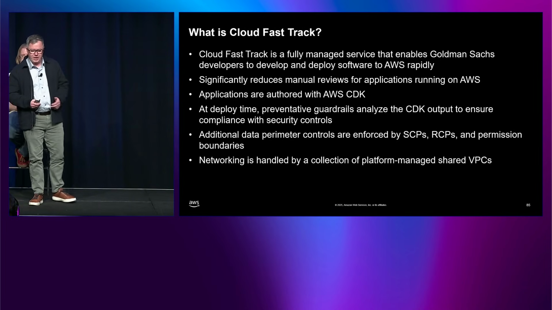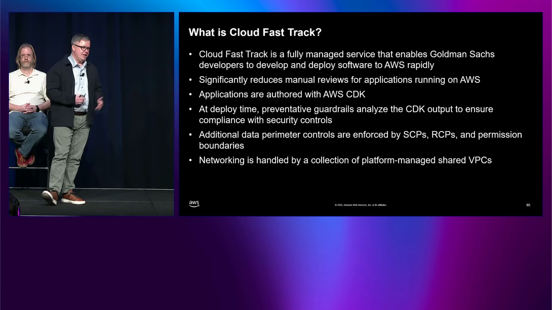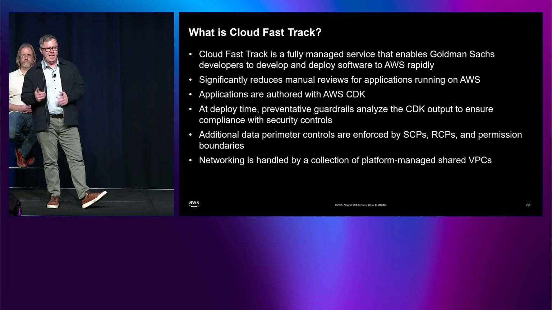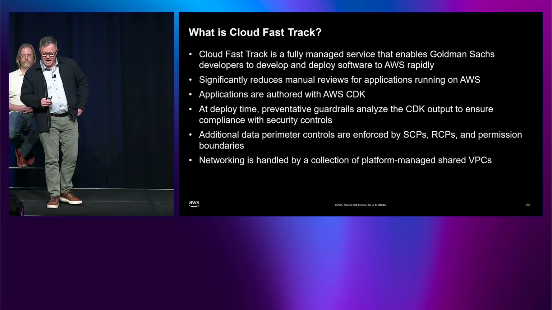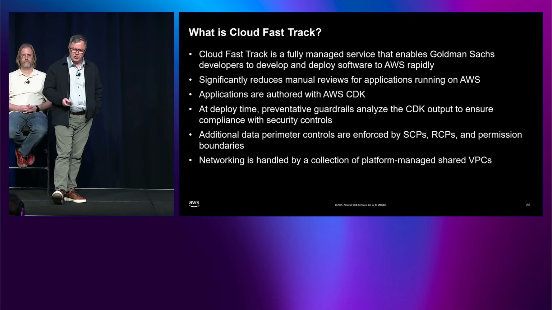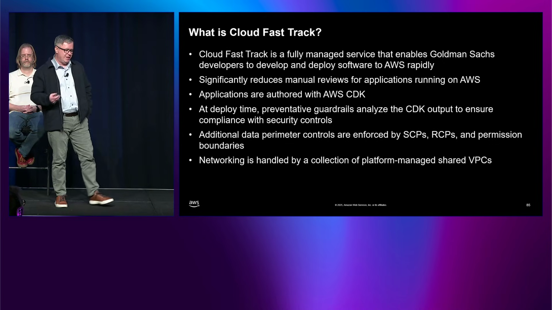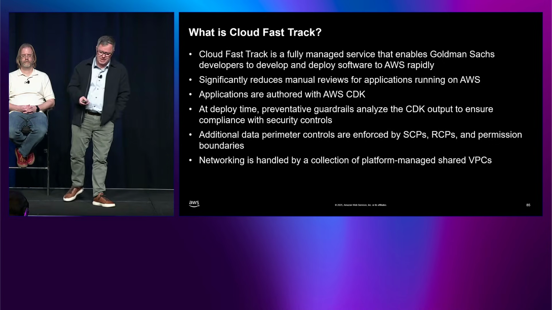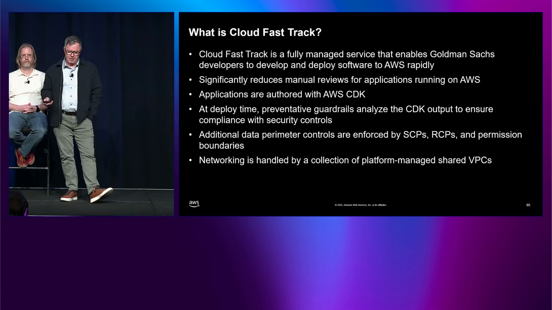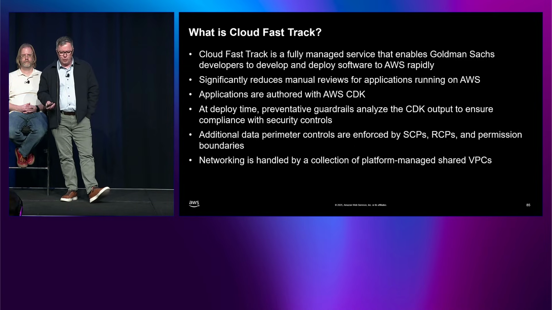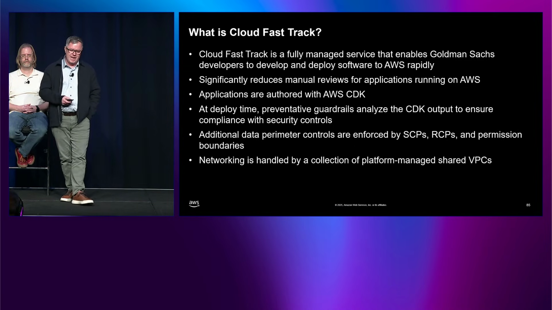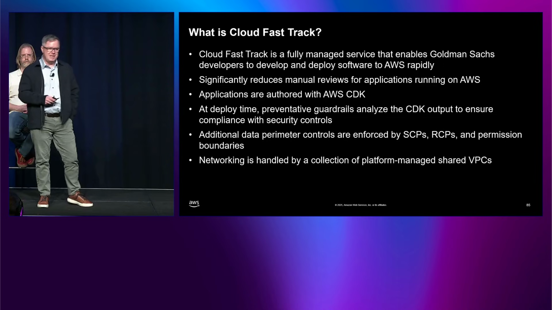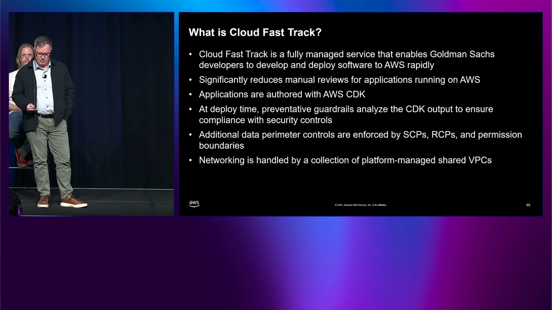From there, our guardrails evaluate policy against the generated CloudFormation templates. At this stage, we're looking at things like, does an S3 bucket use a KMS key? Is it the key owned by Goldman Sachs, or is the bucket publicly accessible or not? But there are some resources that we can't really cover pre-deployment, right? So we do have to layer in things like SCPs and RCPs, and even permission boundaries to fill in some of the gaps. Now, for networking, we've used a collection of VPCs that are shared to user accounts.